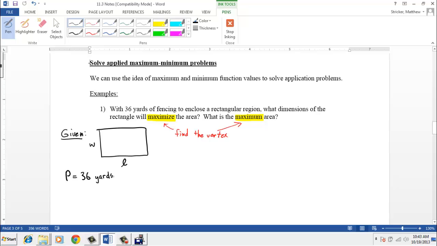And the perimeter, if you'll remember, is just we add up the sides. So if this side is length W, then this side is length W, and then if this is L, then this side is also L. So from that, we can write that the perimeter is 36, and that's equal to two sides of length W, this side, and then add to that two sides of length L.